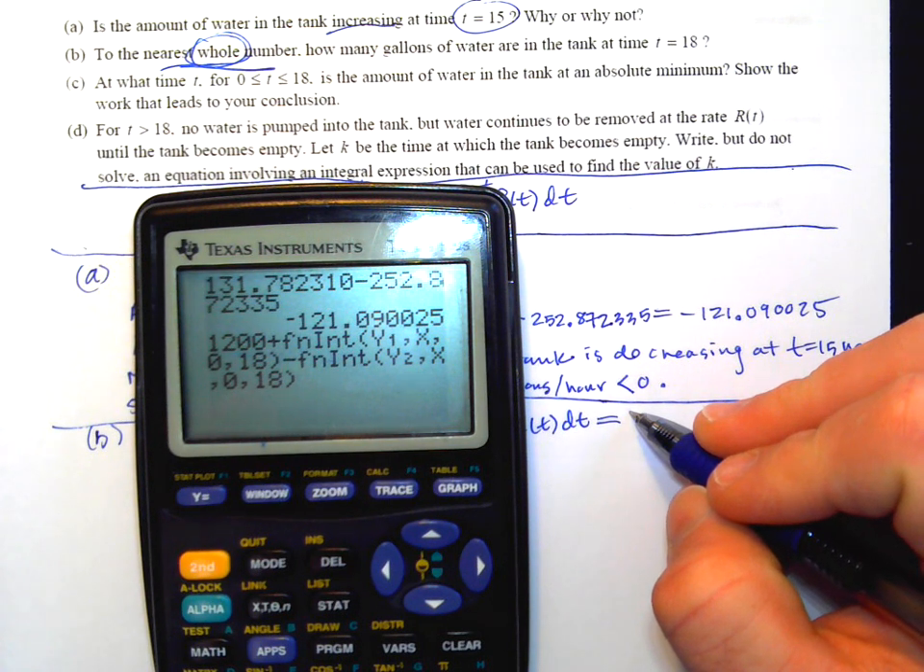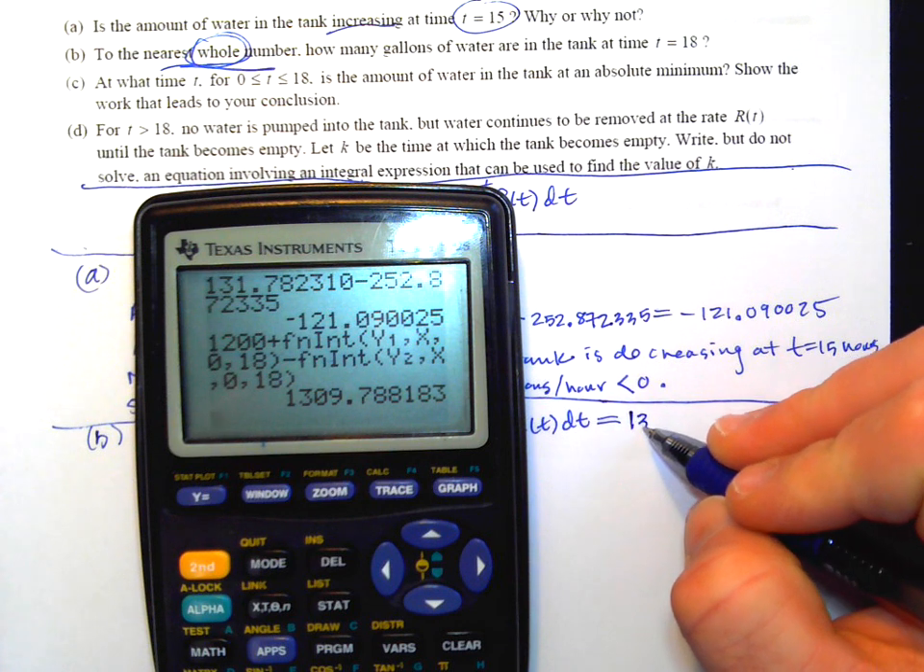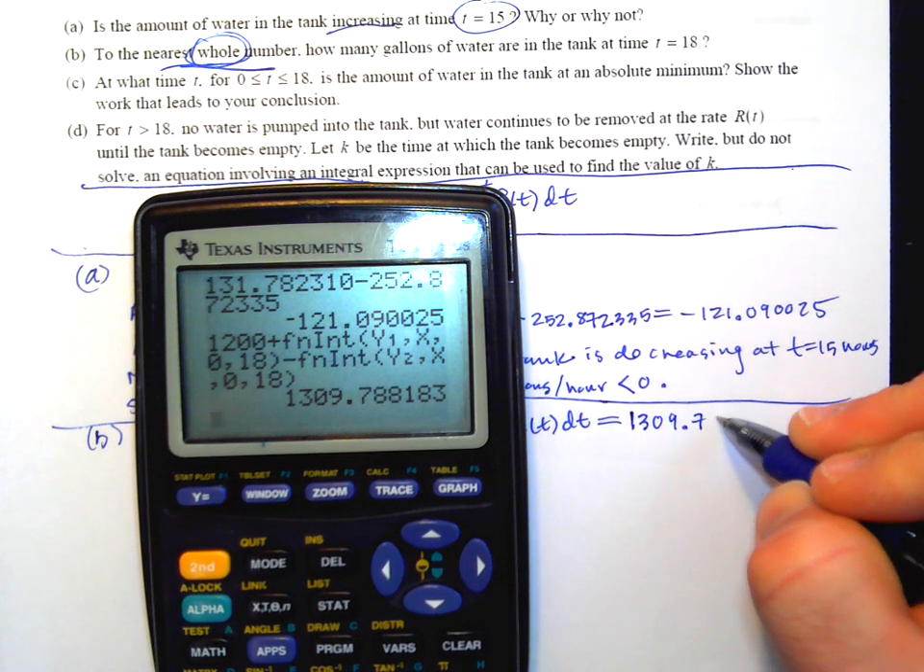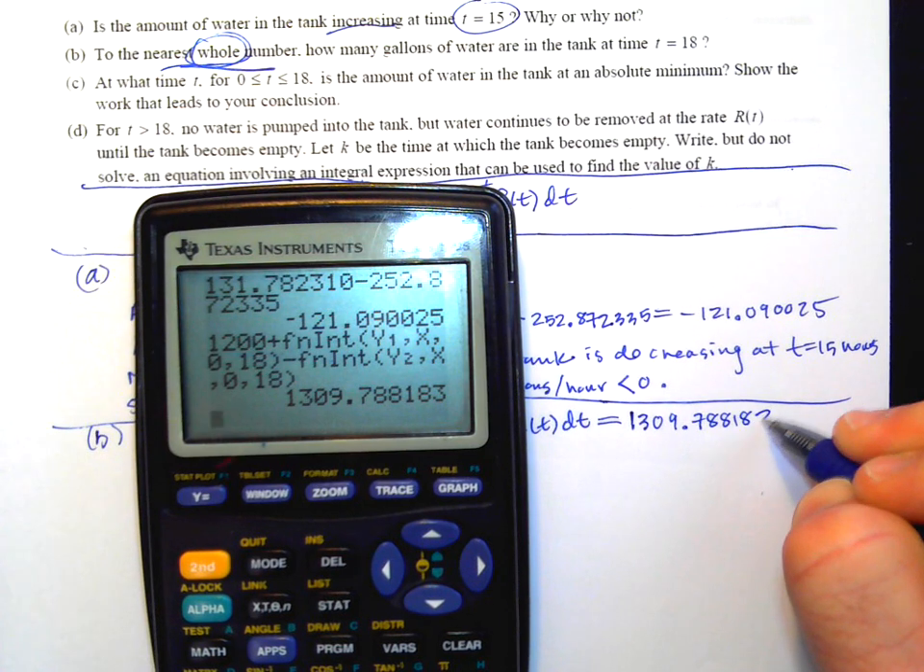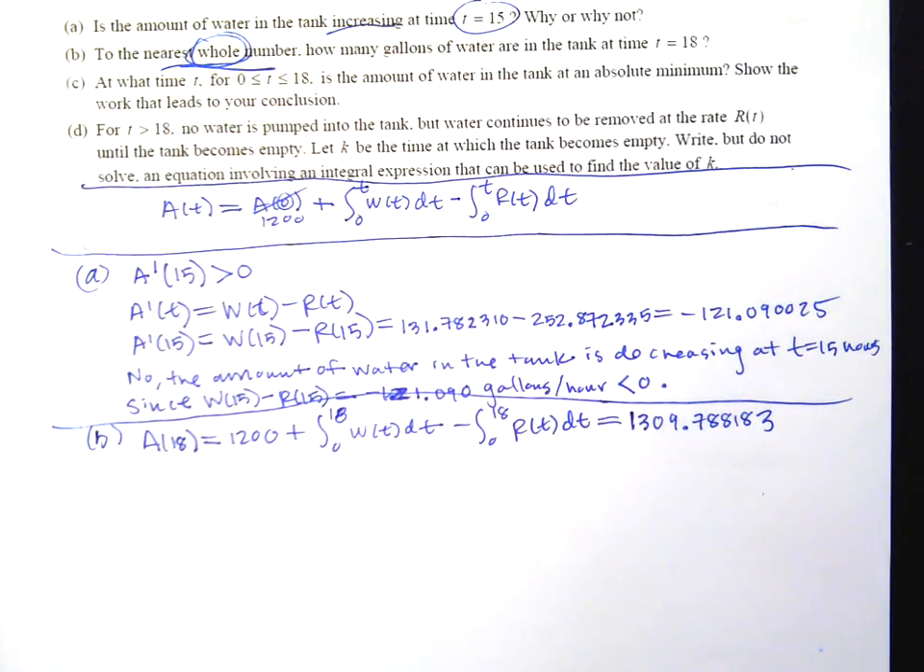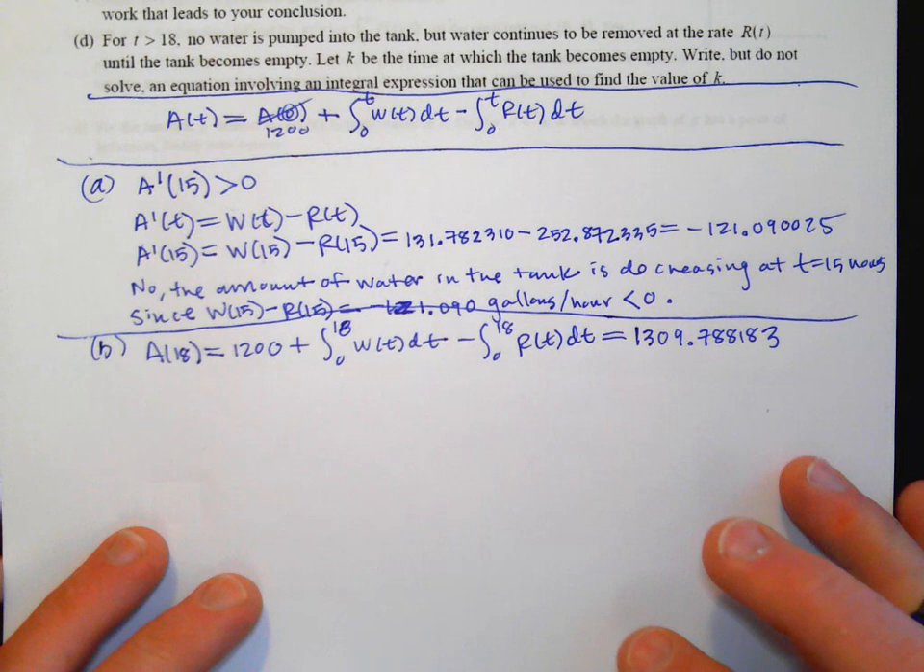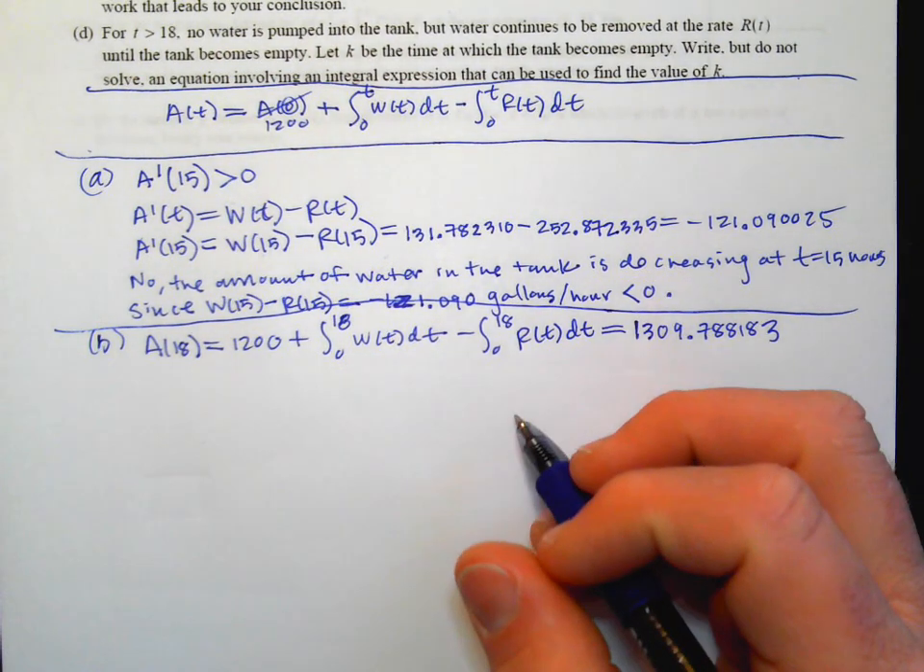Take a deep breath if your calculator is slow like mine. 1309.788183. I'm going to just write all that down just in case I need that for some other calculation. It's going to save me a lot of time than having to redo it. And I'm going to write the answer.